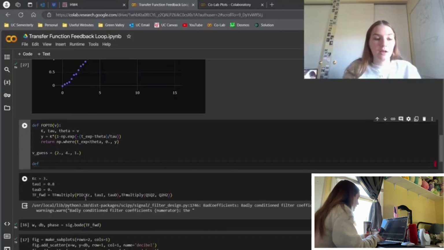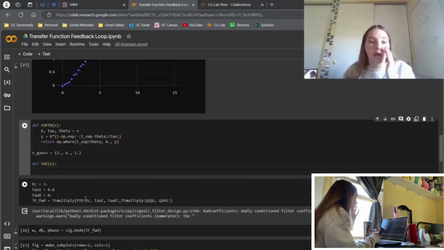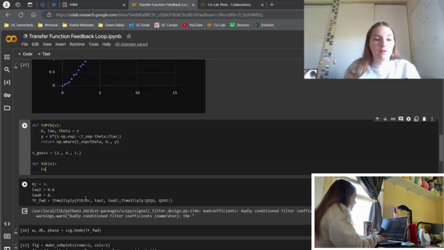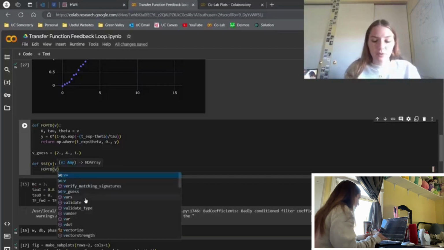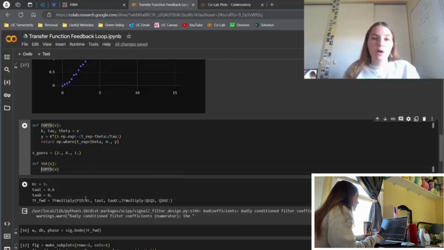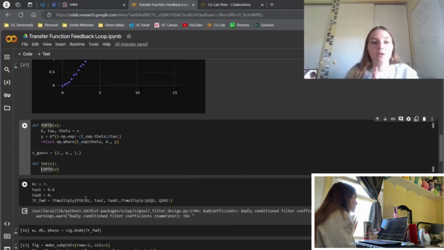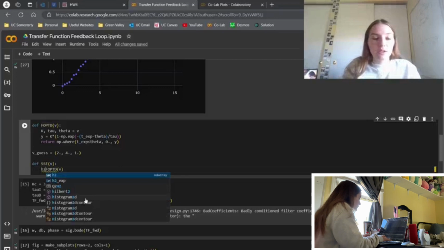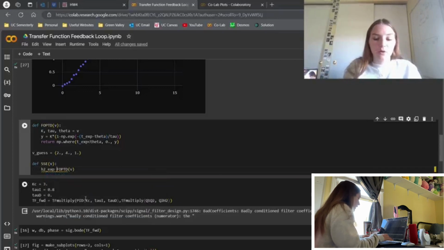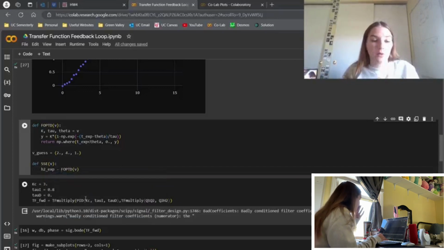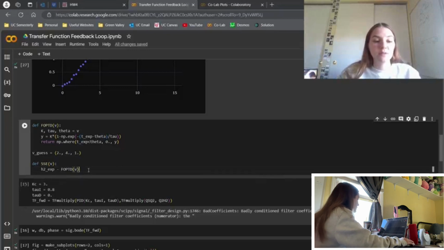So now we can define a function for our sum squared error, and we're going to use the same vector of variables. And then for our sum squared error, we know that we need to use our FOPTD model of our variables. But we know that our FOPTD model is just going to give us the model values. It's not going to include our original H2 experimental value. So we need to subtract our FOPTD model from our H2 experimental values.